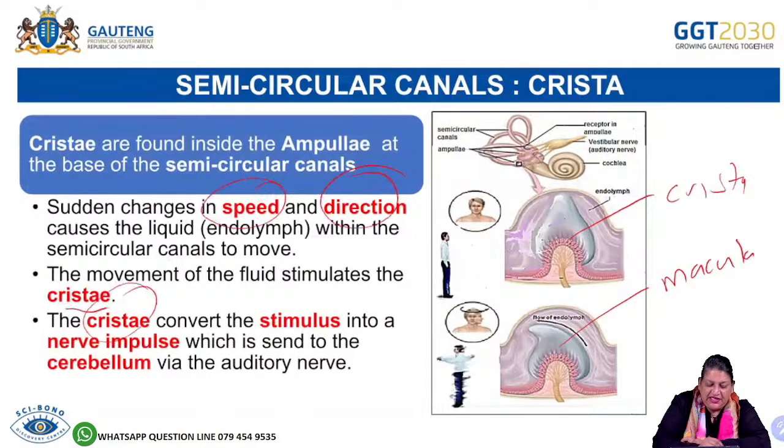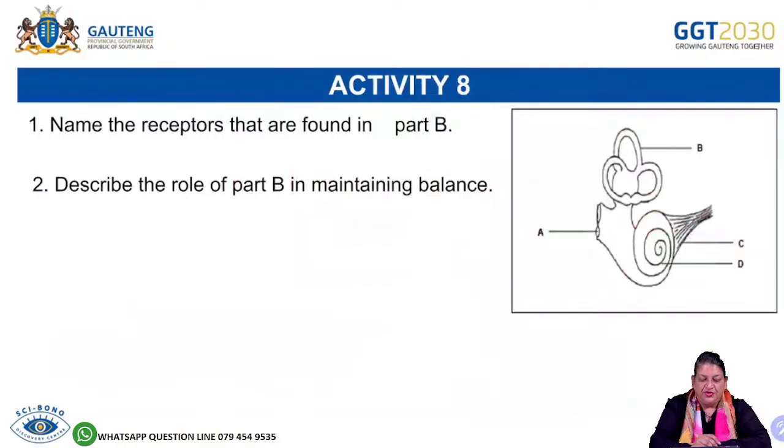And the cristae is the one that converts the nerve impulse. After it receives the speed and direction of the head, it's going to create a nerve impulse, which is going to be sent to the cerebellum. So the cristae is sensitive to the speed and direction of the head. Then it creates a nerve impulse sent by the auditory nerve to the cerebellum, and you maintain your balance.